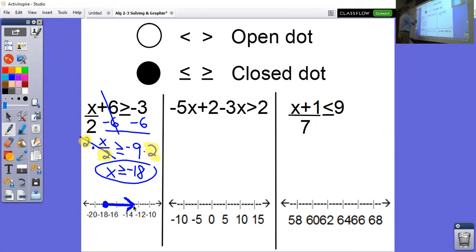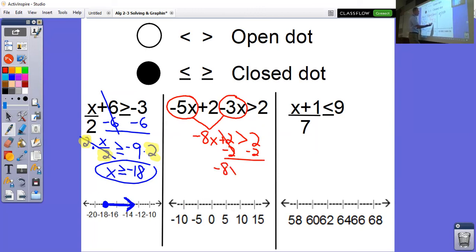In this middle one, we have letters on the same side of the equal sign. Since we have letters on the same side of the equal sign, we want to add together our like terms. -5 plus -3. Remember, you have to look at the signs that are in front of your variable. So -8x, just bring down your +2, is greater than 2. There's your two-step inequality. So -2 and -2. -8x is greater than 0.